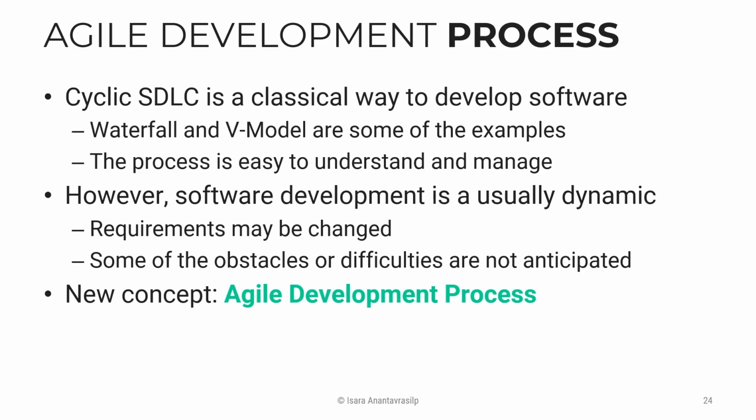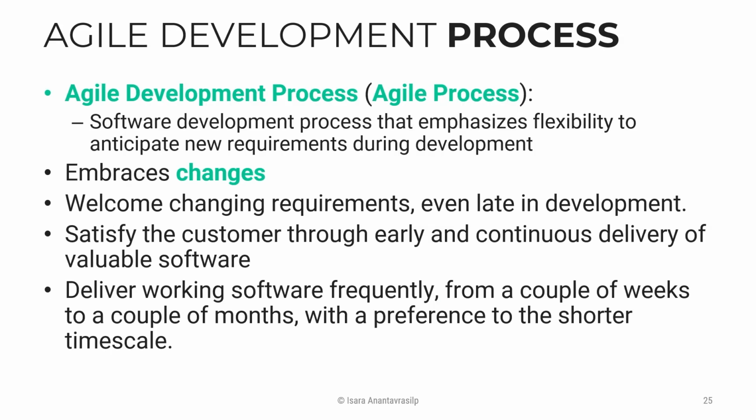However, most software is larger and more dynamic. That is, the requirements may change all the time. Some requirements or problems usually are not foreseen in the design phase. Agile is designed to solve these emergent requirements and changes. Agile development process, or Agile process, or in short, just Agile, is a software development process that emphasizes flexibility to anticipate new requirements during the development. It embraces change. It also welcomes changes in requirements even late in the development.